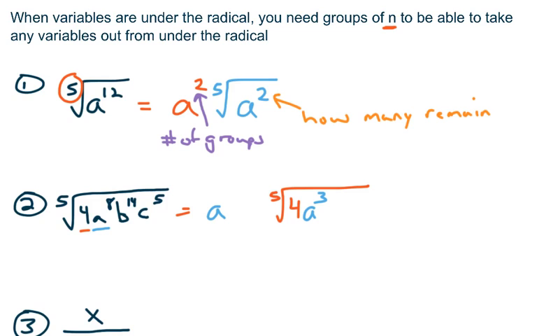Okay, now let's move on to the b's. We're looking for groups of 5 out of 14. Again, there's going to be 2 out of there because that could give us 10. So we'll have b squared.